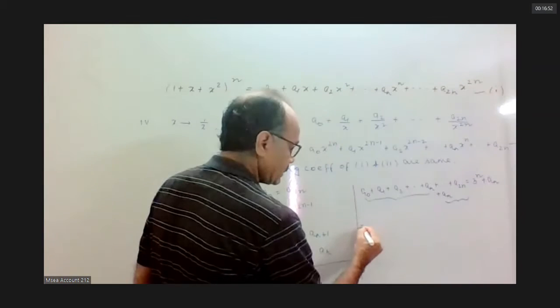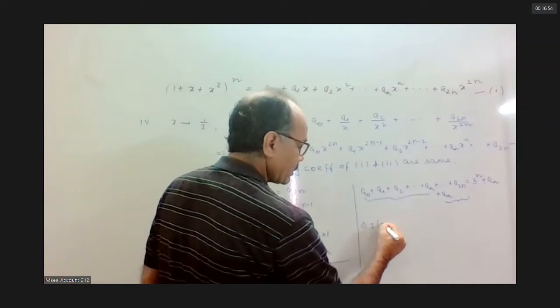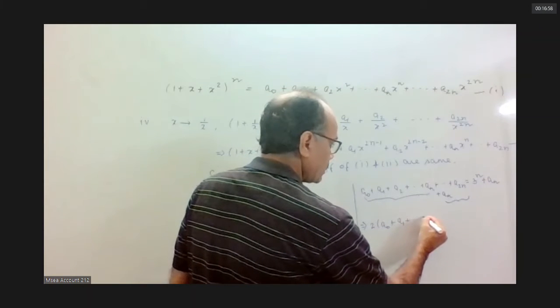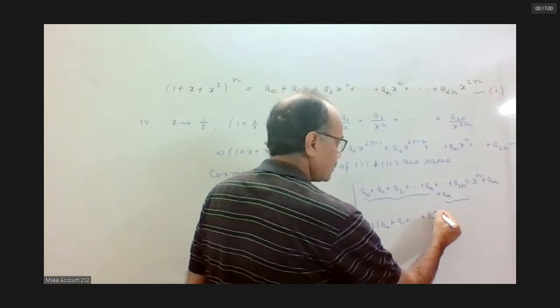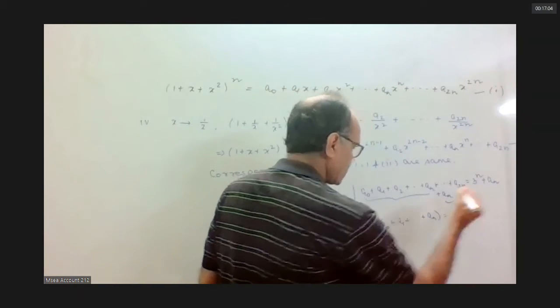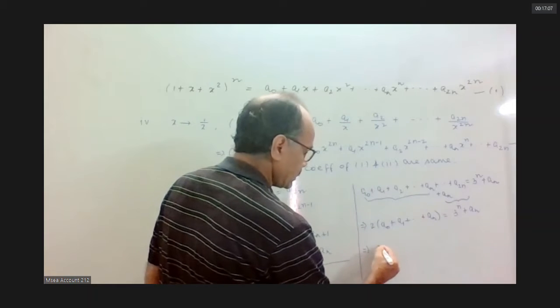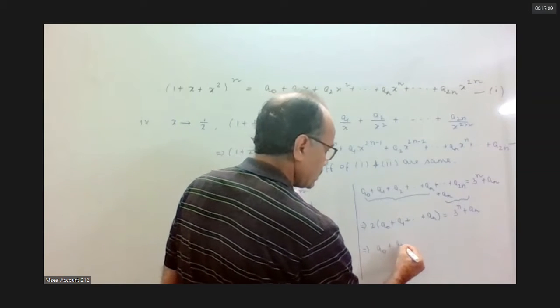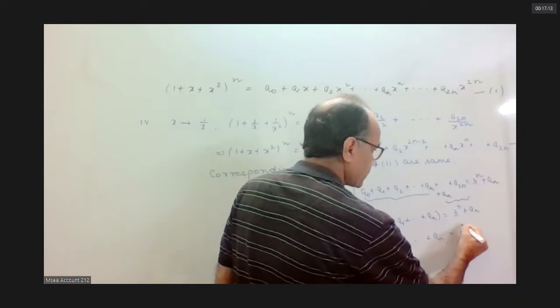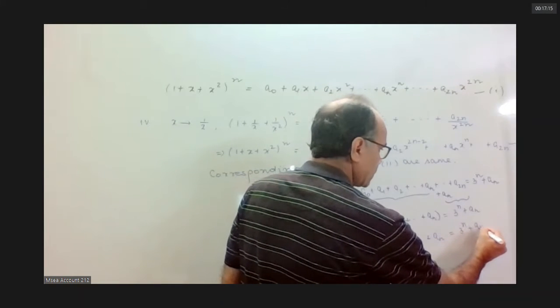Now I can write it as 2 times a0 plus a1 up to an, the whole to the power n plus an. Now this a0 plus a1 up to an equals 3 to the power n plus an, by 2.